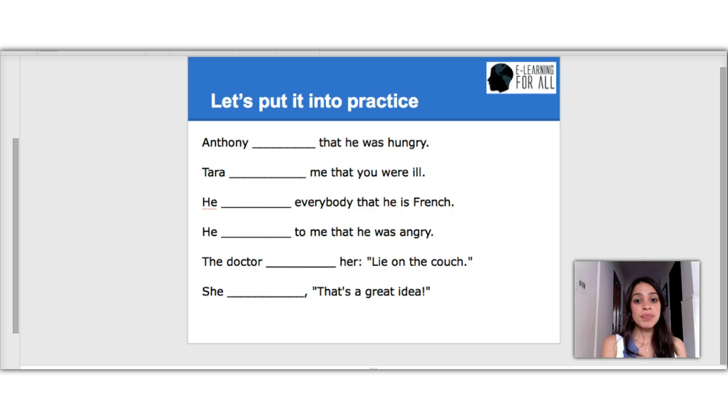The doctor said her or the doctor told her lie on the couch. The doctor said her lie on the couch or the doctor told her lie on the couch. Write your answers, please. She said, that's a great idea. Or she told, that's a great idea. Which one is correct? Come on. Tick tock, tick tock. Okay, now let's check the answers.